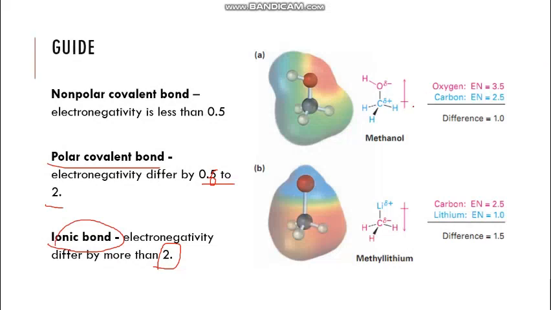So first, let's have this methanol. The bond between the carbon and oxygen is polar, okay? Because its electronegativity difference is 1.0. Ang carbon natin has an electronegativity of 2.5, ang oxygen natin is 3.5. So nung minus na natin silang dalawa ay 1.0 yung difference nila. So, that means polar covalent bond.